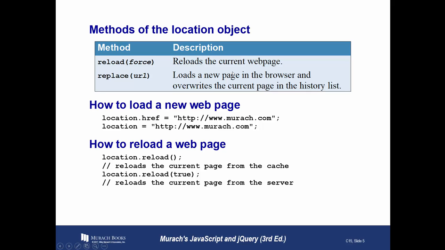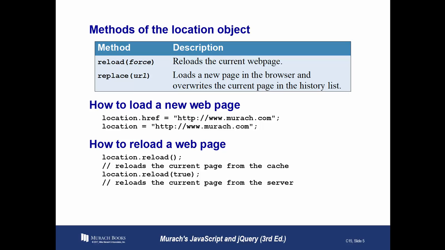Now, the two methods of the location object are the reload method, which lets you reload the current page either from the cache memory in the computer or from the server if the force parameter is set to true. There's also the replace method, which allows you to load a new page while replacing the current page in the browser history. And there are some examples of this. The first example here shows 2 ways to use the location object to load a new page into the browser.